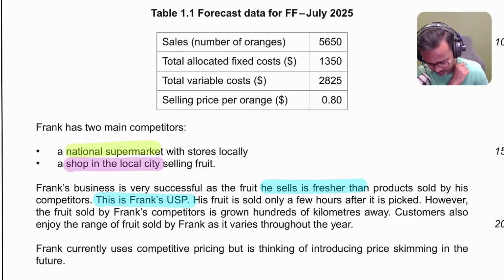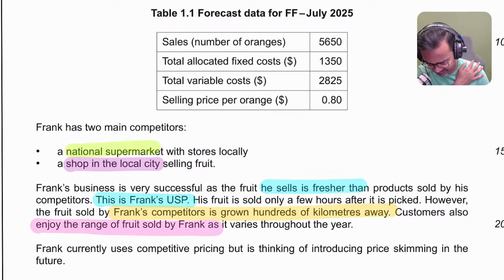So two things that Frank's doing well. One, you know that Frank's competitors' product is not as fresh. And lastly, Frank has a wider variety. So fresh and a diversified product portfolio is what is working out in the form of a USP for Frank. Okay, and that's where he currently uses competitive pricing, but is thinking of introducing price skimming in the future.